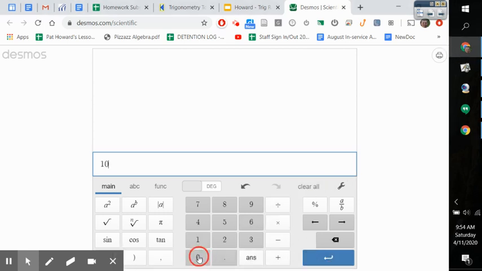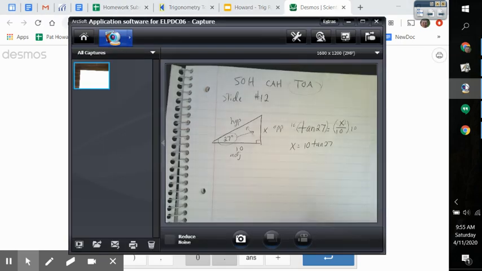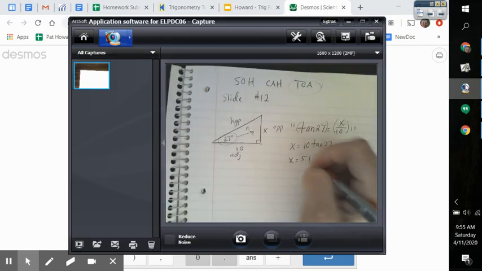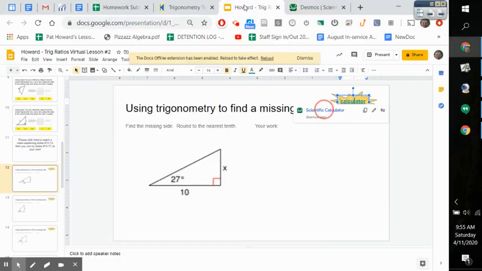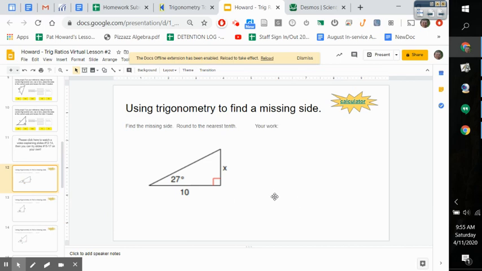Hang on one second, guys. 10 times tangent 27. 5.09. Okay? Actually, it rounds up, so 5.1. That's all there is to it, exactly as you see it, okay? So if I come back to here, when we say 5.1, my answer is x equals 5.1. Very good. Cool. So that's slide 12. Thank you for bearing with me, okay? You would type your work in there. You're all good.